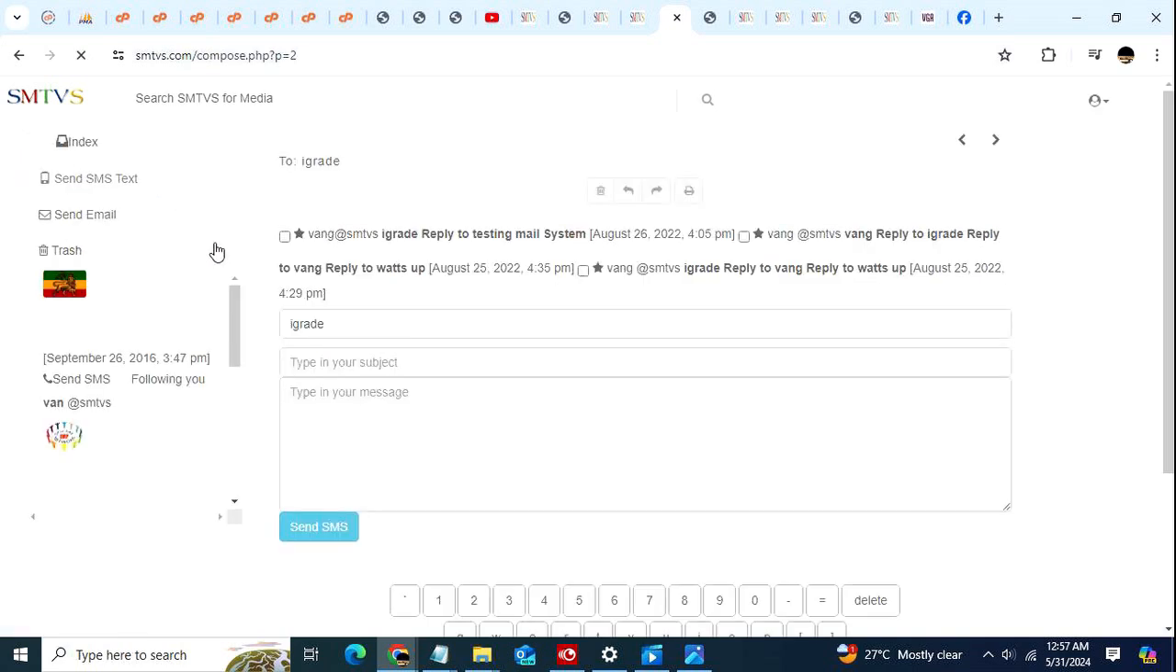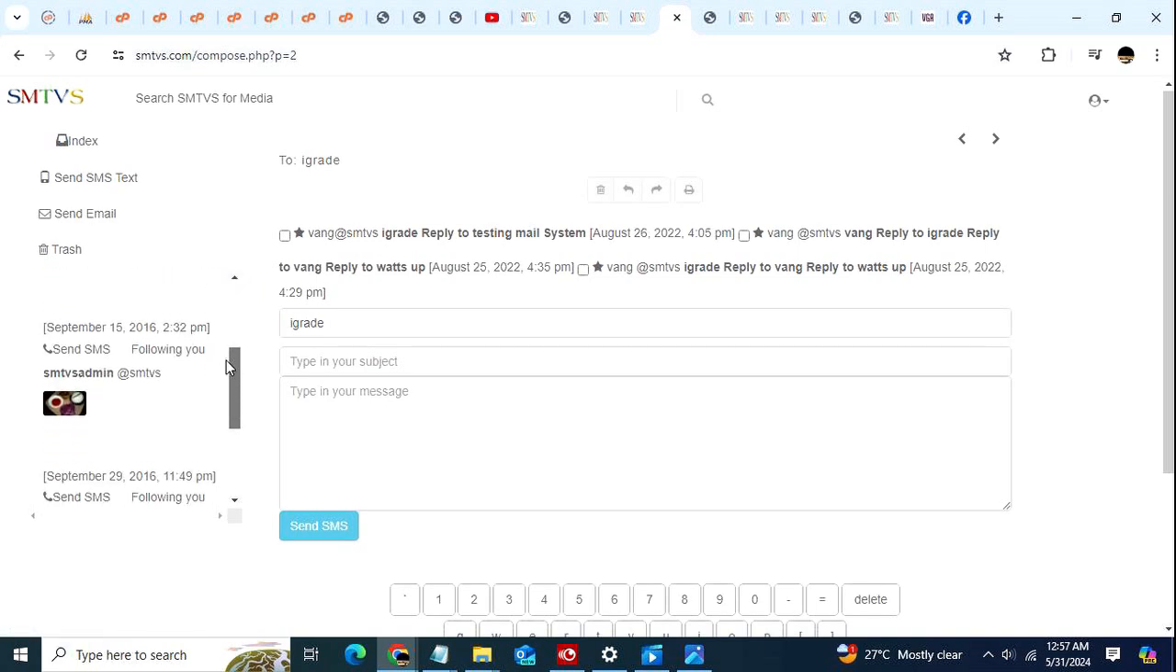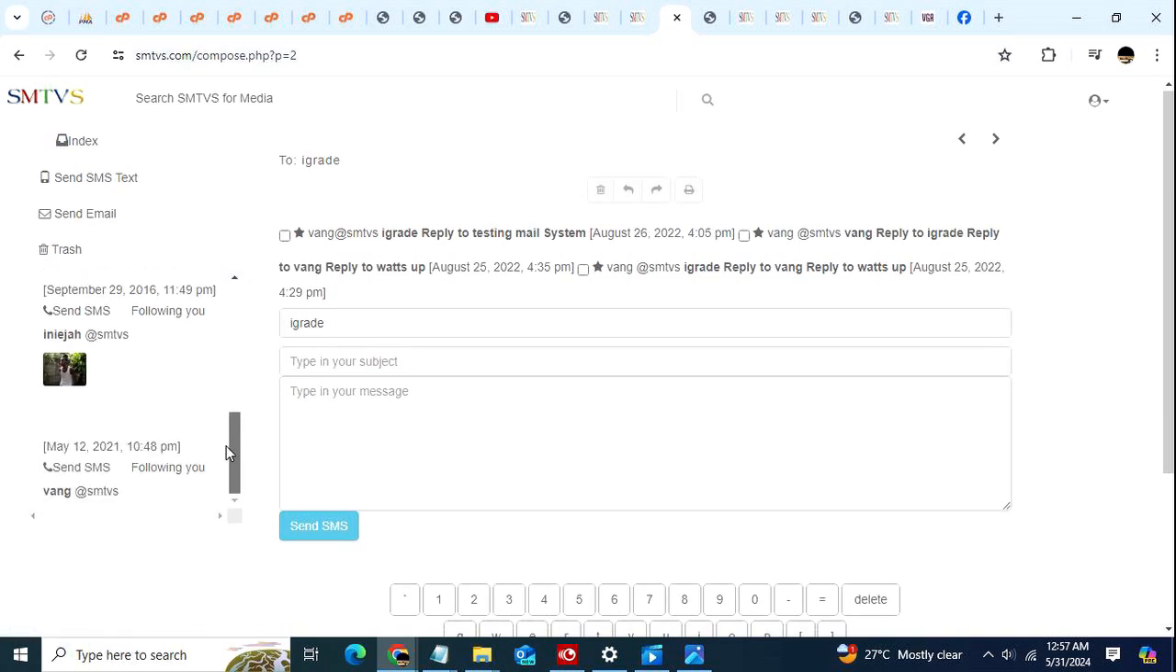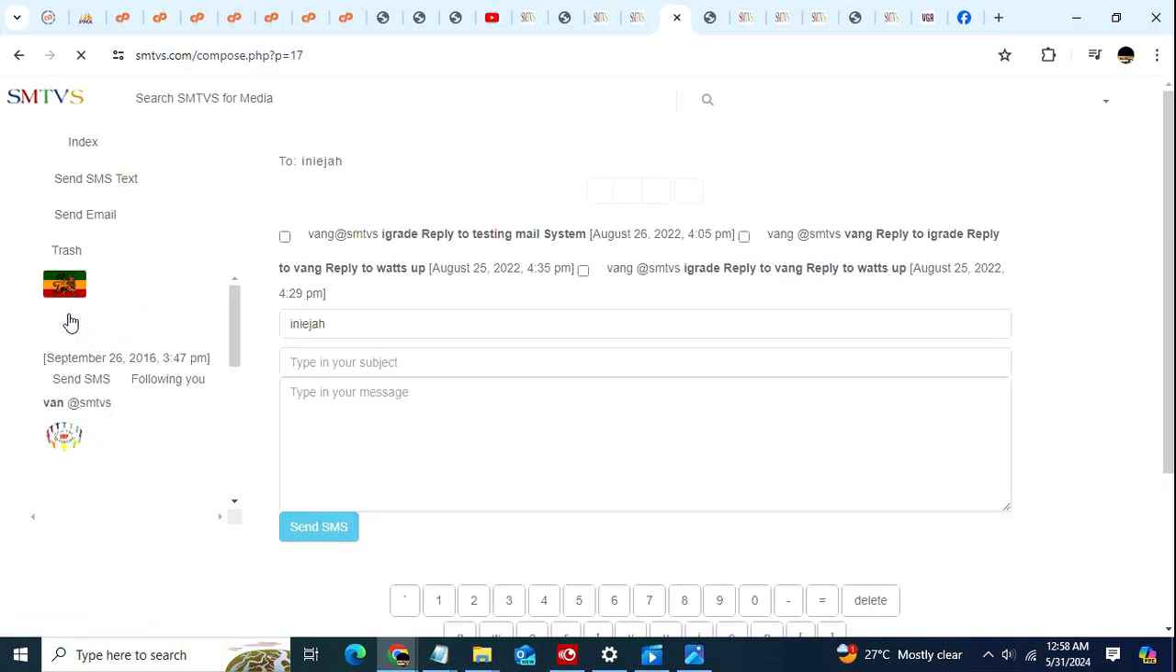Okay. Because I'm connected to those individuals by following, they will appear in the message. So I don't need to write. I mean, I can say, oh, send I9 message, and it loads up I9 to send them a message. Right?